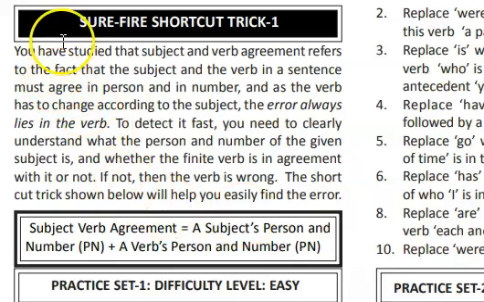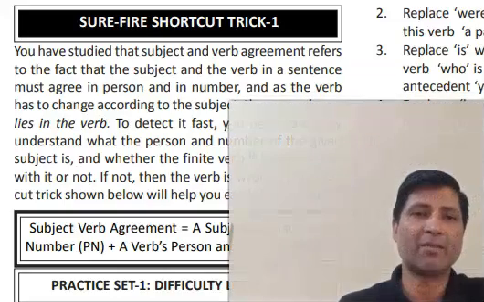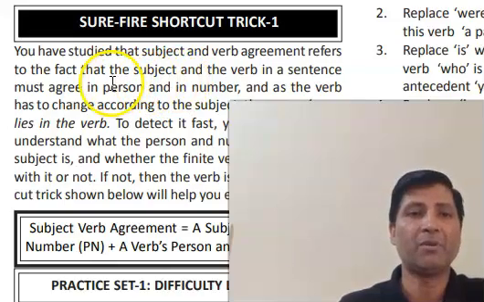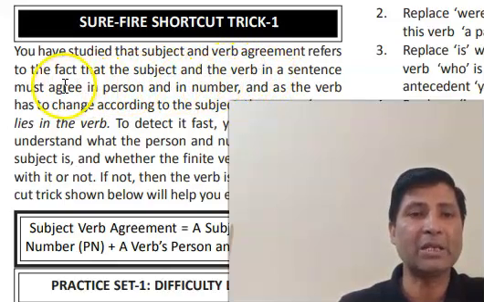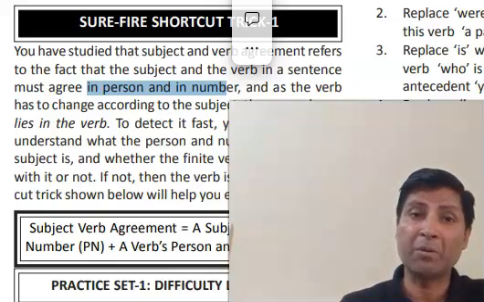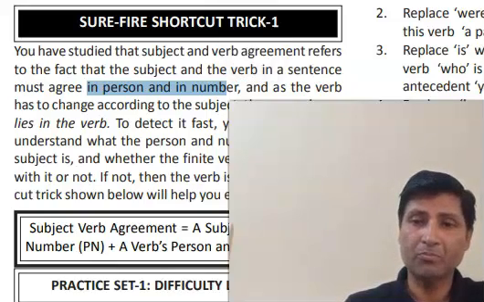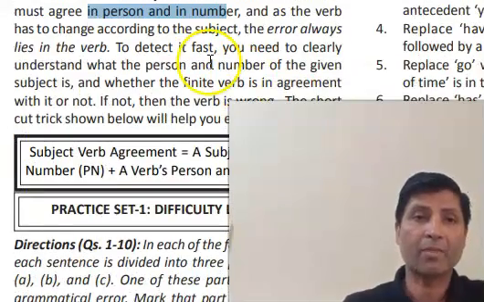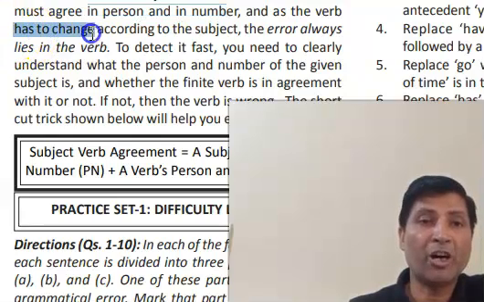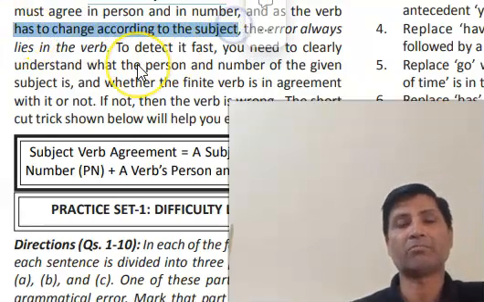You have studied, so far I have discussed 21 rules. You have studied that subject-verb agreement refers to the fact that the subject and the verb in a sentence must agree in person and in number. Now, what about the problem? The problem is this: the verb has to change according to the subject.